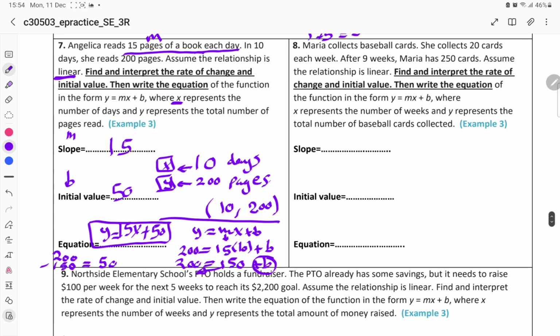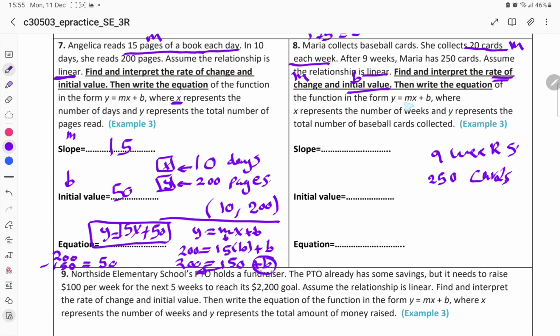Let's try the last one in the video. Maria collects baseball cards. She collects 20 cards each week, so this is m, or the slope. After 9 weeks, Maria has 250 cards. Assume the relationship is linear, so y equals mx plus b. Find and interpret the rate of change m and the initial value, which is b, then write the equation.